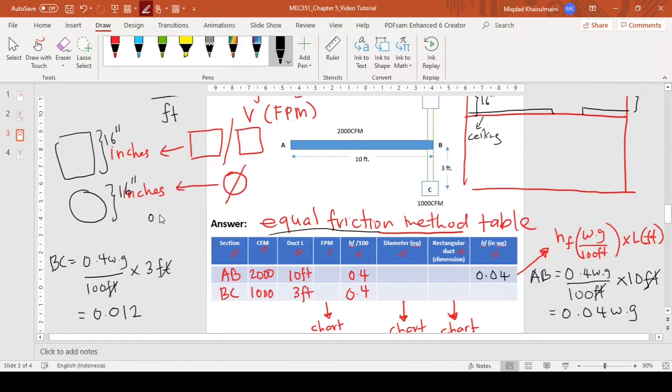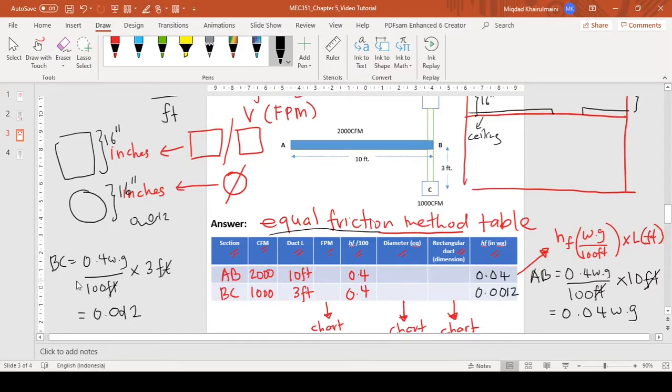Okay, let's check. 0.012. If I'm not mistaken, 0.4 times 3, 0.12, divide by 100. So it is 0.0012. Okay, so we have three values which we still have to read from the chart.